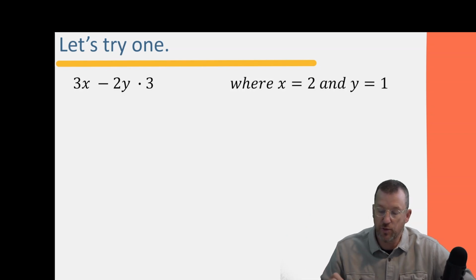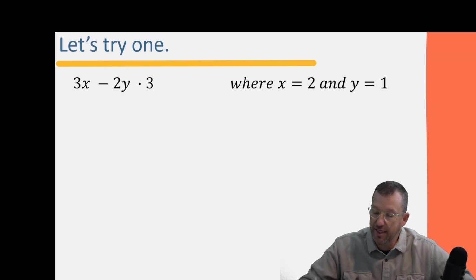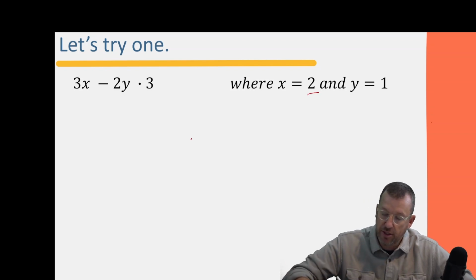So let's go ahead and look at this. We have 3x minus 2y times 3. Okay, it's telling us that x equals 2. So let's go in and rewrite this.